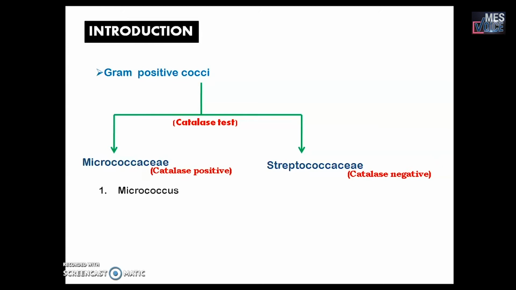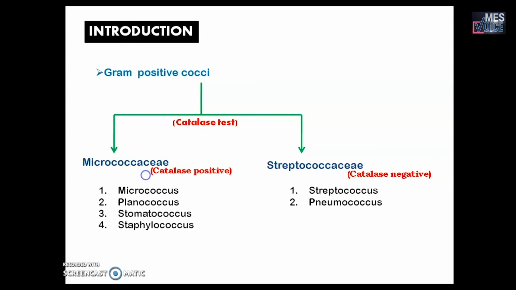Micrococci in turn consist of 4 genera, that is Micrococcus, Planococcus, Stomatococcus and Staphylococcus. Likewise, Streptococci consist of Streptococcus, Pneumococcus and Enterococcus. In this video, we will learn about Staphylococcus.